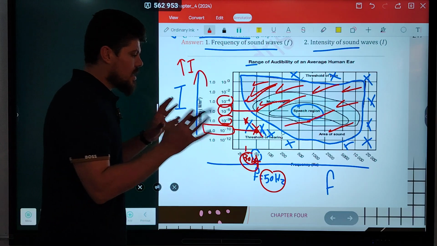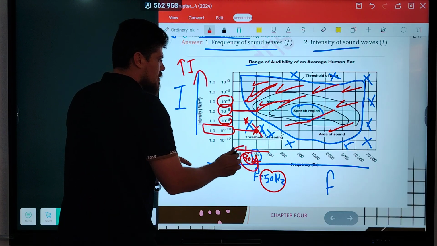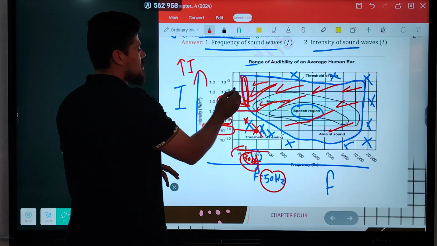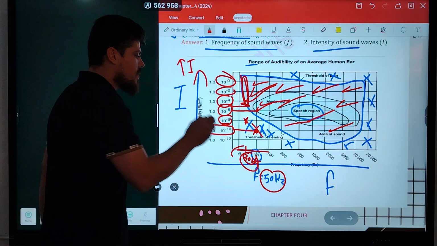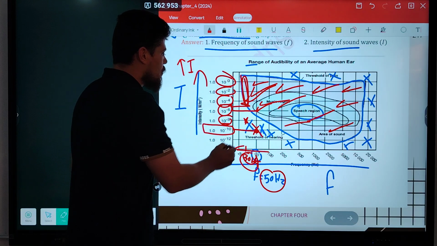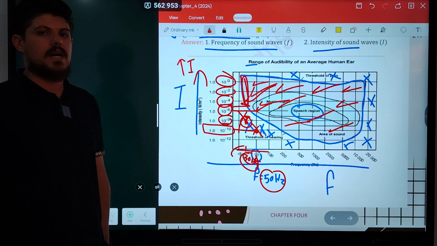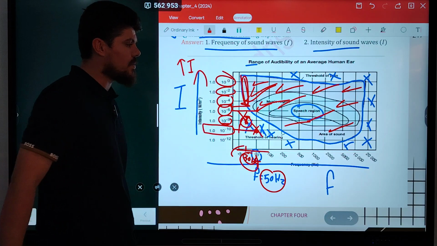Yes. So generally, the low frequencies less than 50 hertz require more intensity, about 10 power negative 2 or 10 power 0 or 10 power negative 4. For frequencies below 50 hertz, with a small amount of intensity, this sound cannot be heard. Our ears cannot detect this sound.